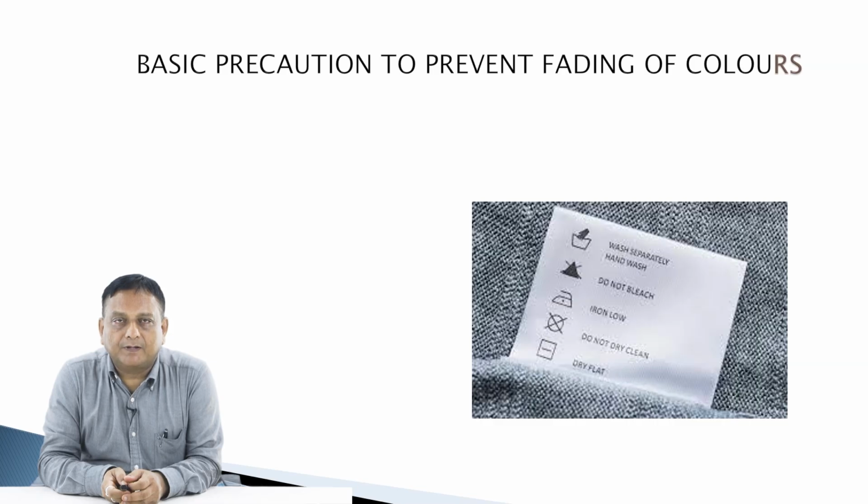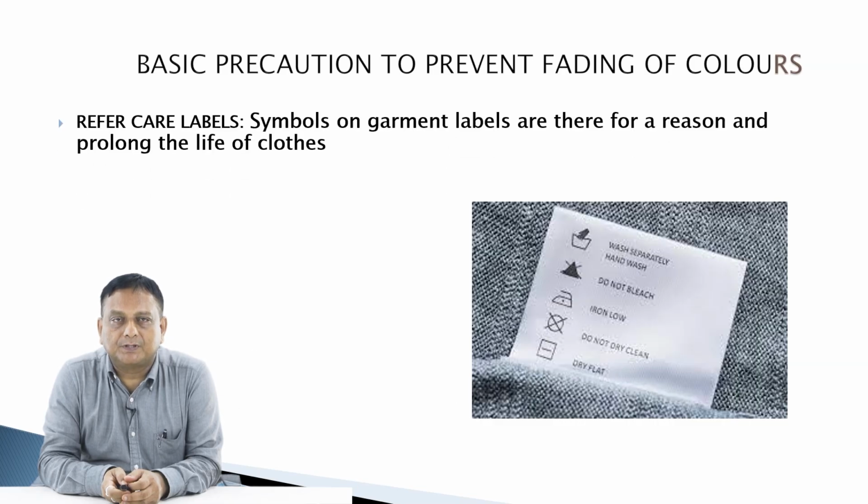Let us see first the basic precautions that need to be taken. The precaution the consumers need to take is to follow the care labels. While washing the garment, one must follow the care labels. Symbols on the garment labels will be there, and if anybody washes as per those symbols, as can be seen in the figure, then the useful life of the garment will enhance.